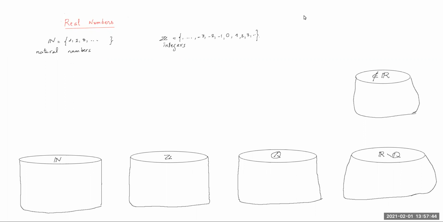Then we have the set Q. Set Q is the set of fractions. We call them rational numbers. So it's fractions P over Q, but P and Q are in Z with Q different from 0. So we call them rational numbers.